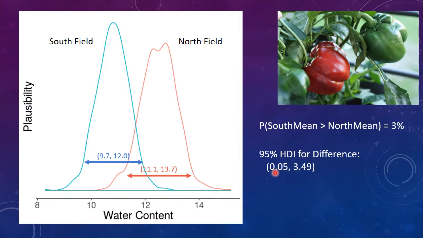When we do this, we find a 95% highest density interval from 0.05 to 3.49. All of the most plausible values for the difference in the moisture content are greater than 0, suggesting that the two fields do have different moisture content. But overall, most of the plausible values are relatively small. How small is too small to be important? This is up to the researchers, depending on the sensitivity of their research to small differences in the moisture content.